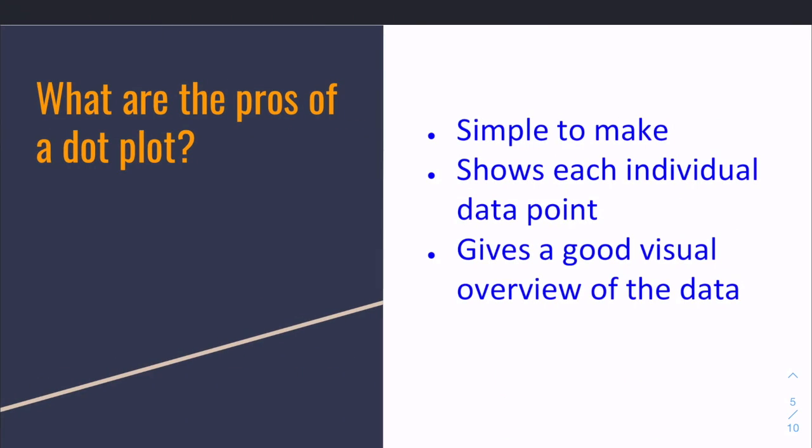Now, as with all the data representations we've talked about, there are always pros, there are always cons. Pros of a dot plot are that they're simple to make. It shows each individual data point, and it's a good visual overview of the data. So you can see, based on how many dots are above certain numbers, things such as the mode of the data, the minimum, the maximum. A lot of those things can be seen easily just by looking at a dot plot.